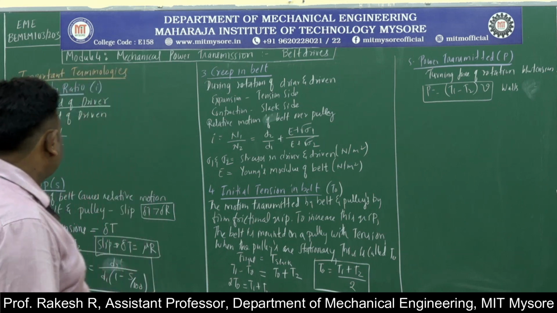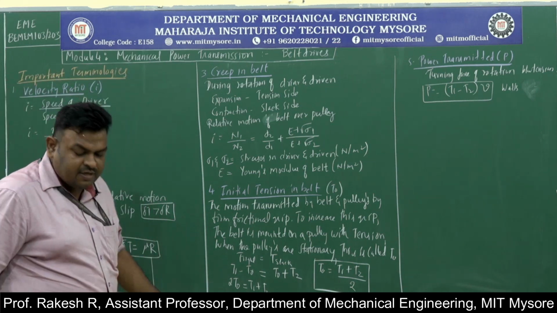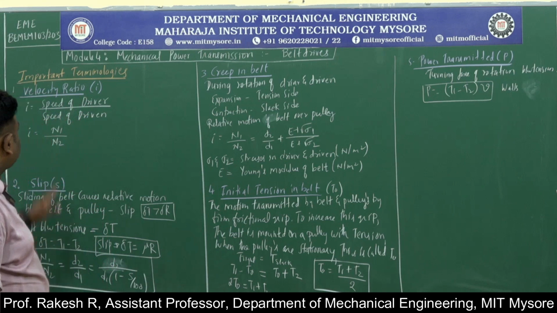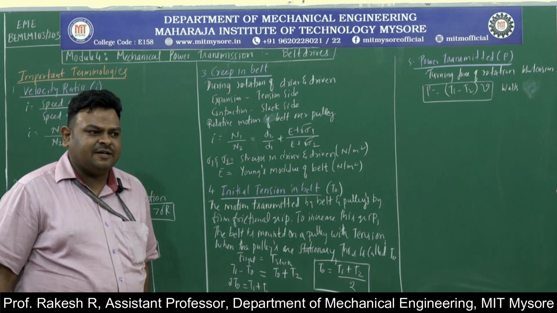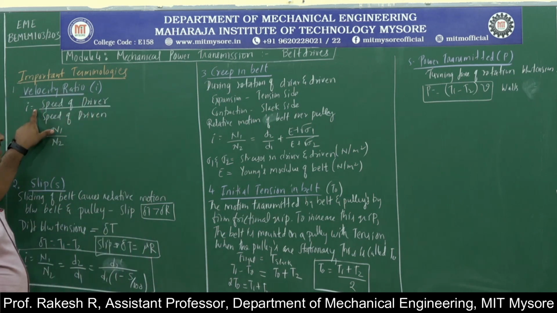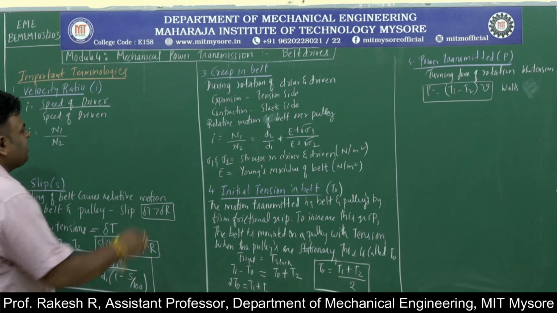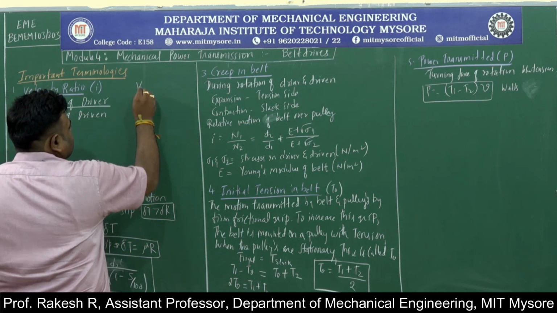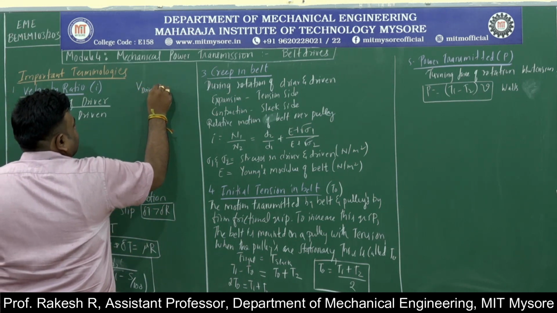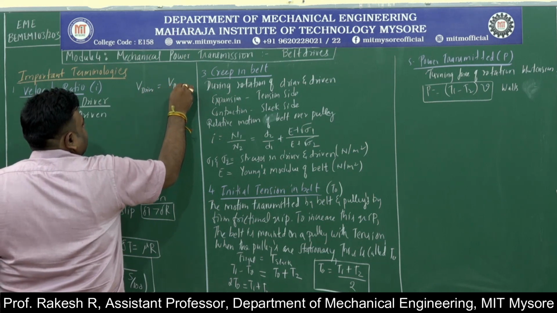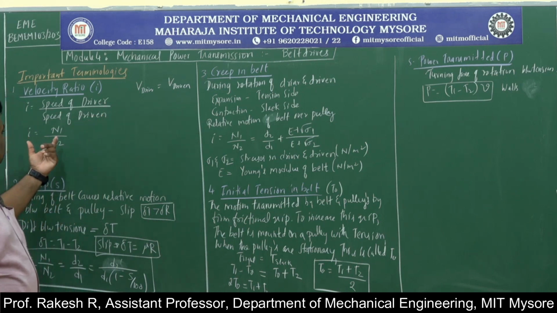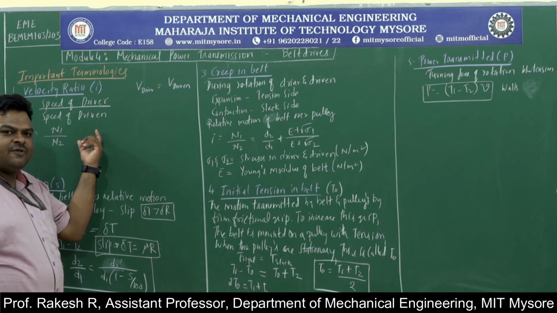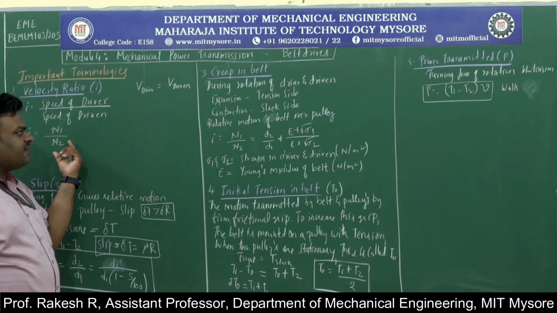Let us see some of the important terminologies in belt drives. Number one, velocity ratio. Velocity ratio is very important while choosing the belt drive. Velocity ratio is nothing but the speed of driver to the speed of driven. The velocity in the belt is the same, so velocity of driver will be equal to velocity of driven. This is a condition when we choose any belt drive.